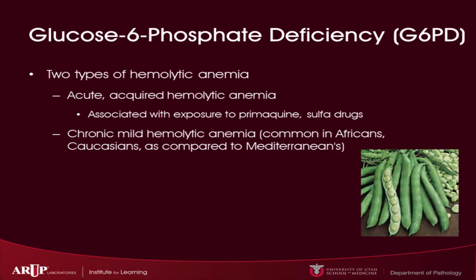Many of the patients would have chronic mild hemolytic anemia all their lives. And the phenotype or the clinical presentation depends upon the underlying mutation in these patients.